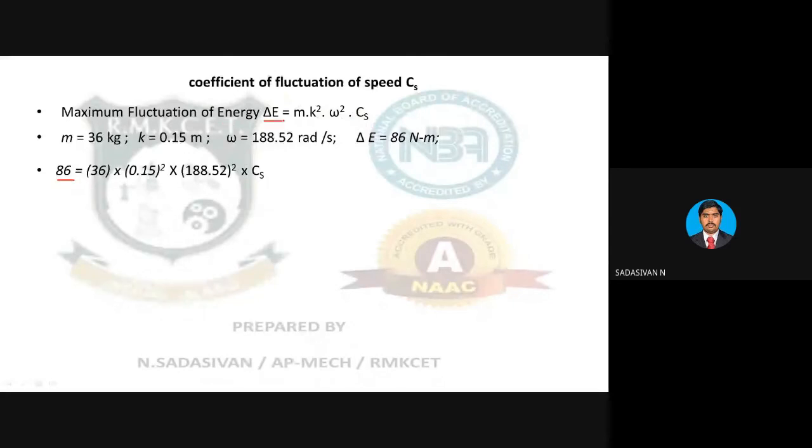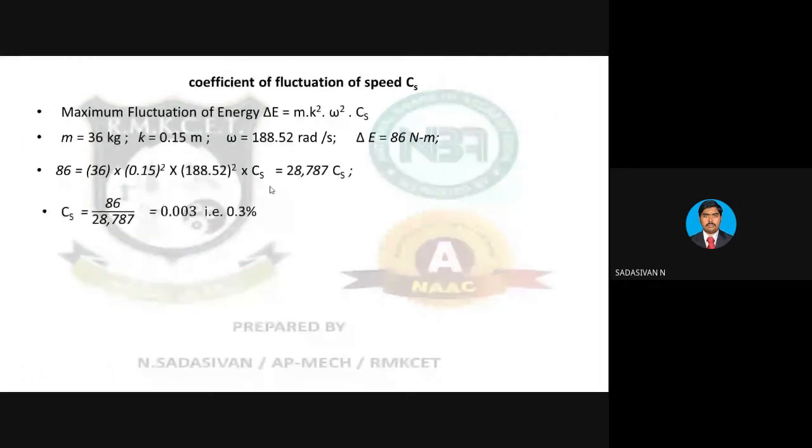So delta E is 86. Mass of the flywheel is 36 kilogram. Radius of gyration is 0.15 meter, so I have a square here. Similarly, omega is 188.52 radians per second, I have a square here, into CS. Solve for CS, that is the only question asked. So 86 equal to 28787 CS. So CS is 86 by 28787, which is 0.003.